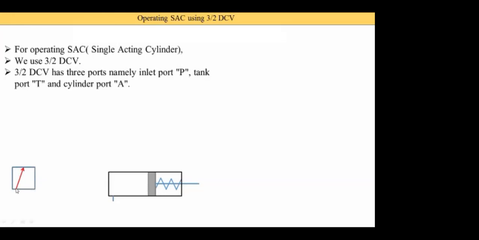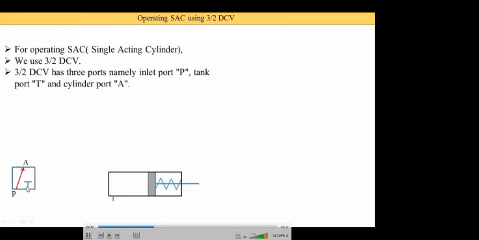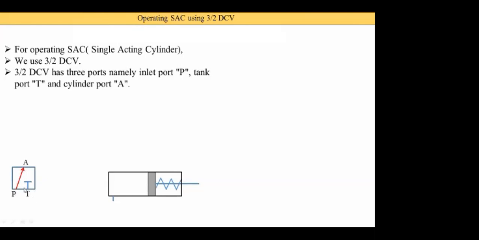Okay, so here is the first motion: suppose the oil enters from the pump to this pressure point, then it goes to the A port. This indicates the direction the hydraulic oil passes from P to A. And here you see this is the T port, and it is closed. For the closed position, this type of symbol is used.